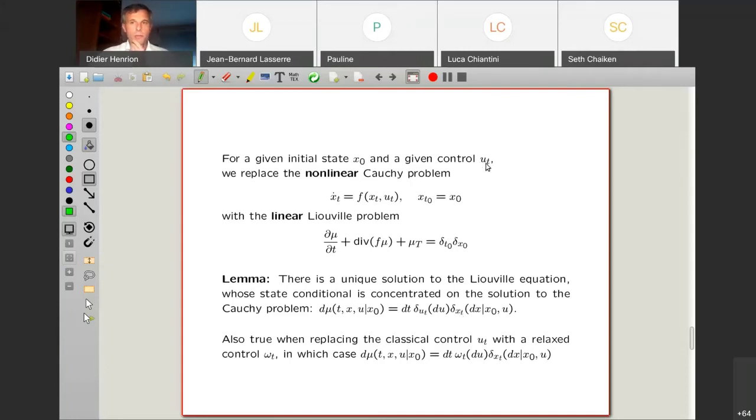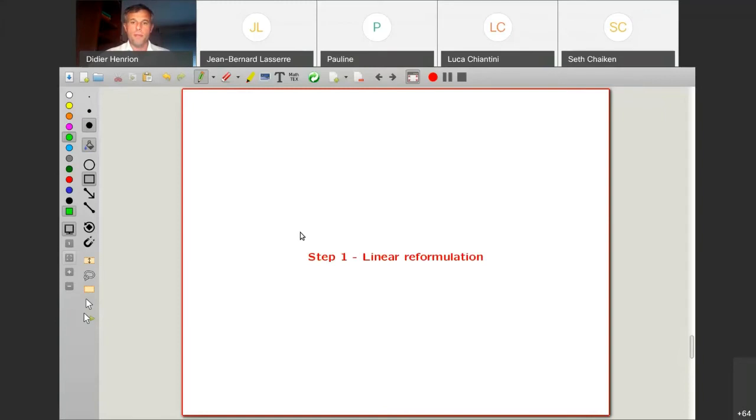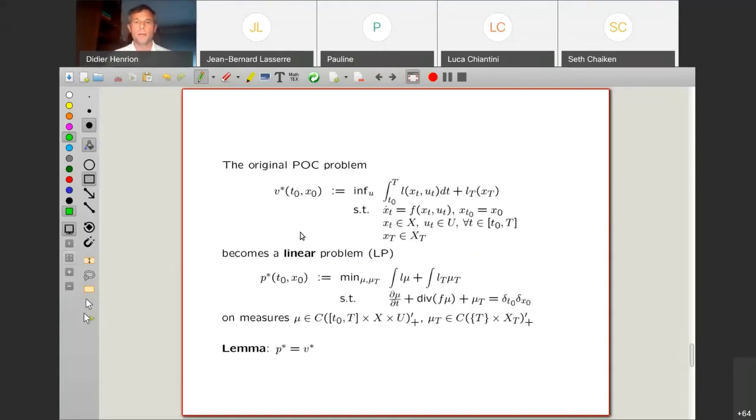This is true for classical control, but this is also true for a relaxed control, in which case the conditional measure of the control here is not concentrated on the graph of a function, it's just this relaxed control that we saw before, omega t. So to summarize, I replaced a nonlinear Cauchy problem with a linear Liouville problem. And this is actually all I need to carry on the first step of the LAAS program, linear reformulation.